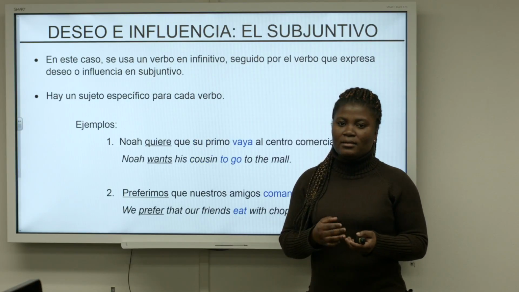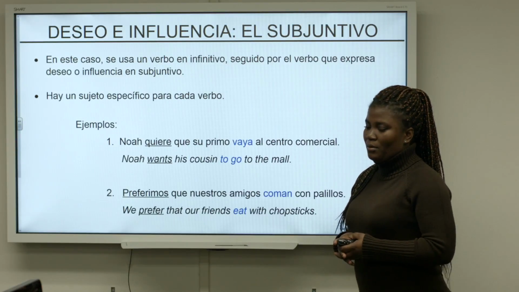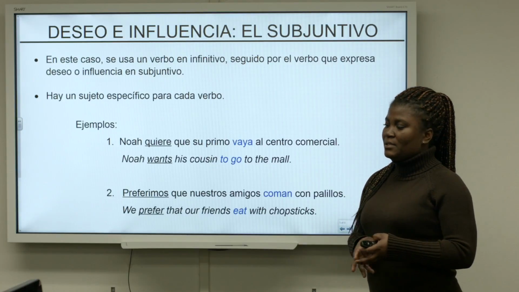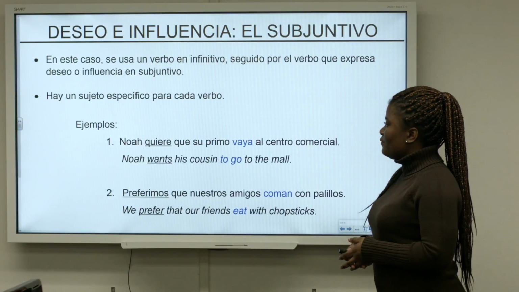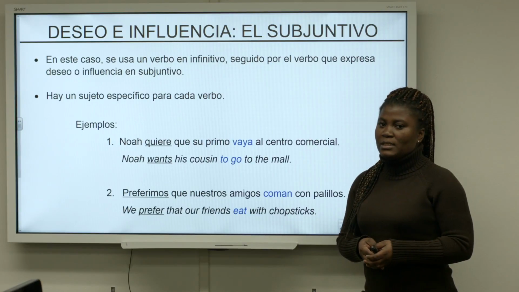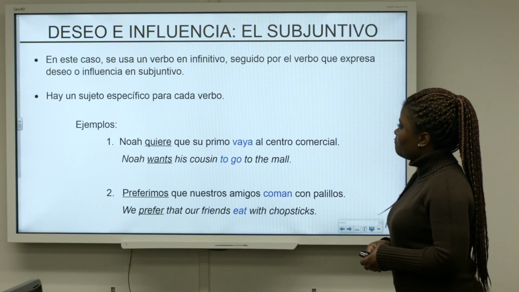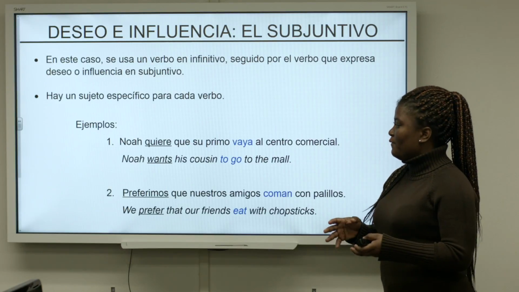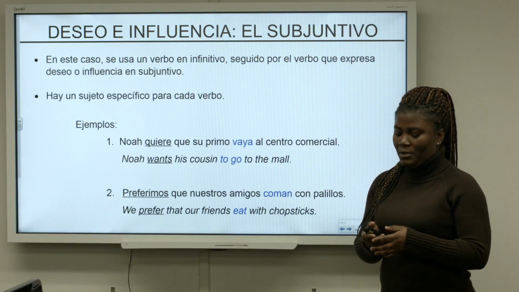Now, we're looking at the subjunctive with verbs that express desire or influence. Unlike the indicative, where you would have an infinitive that comes right after the verb which expresses desire, in the subjunctive you would have to use the verb conjugated in the subjunctive tense. But before then, there has to be a verb which is in the infinitive. Now, there is also a specific subject for each verb.